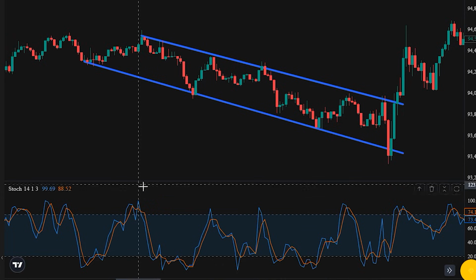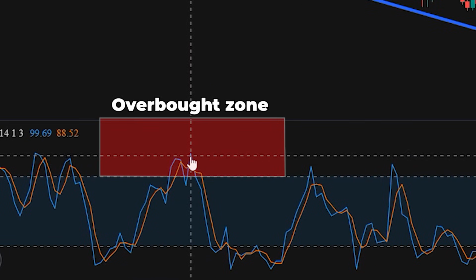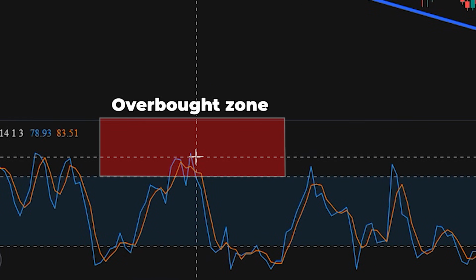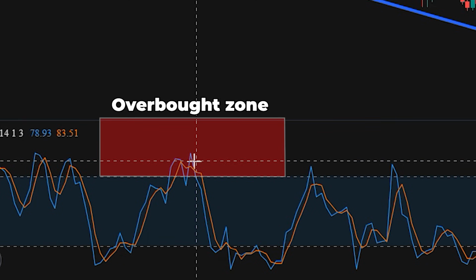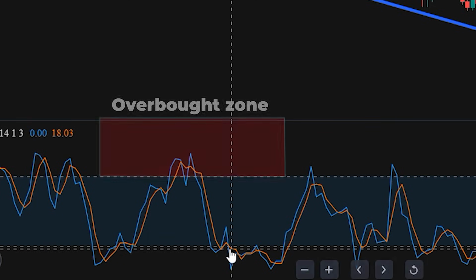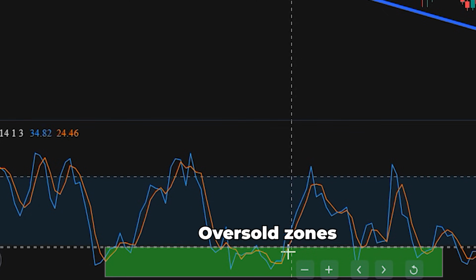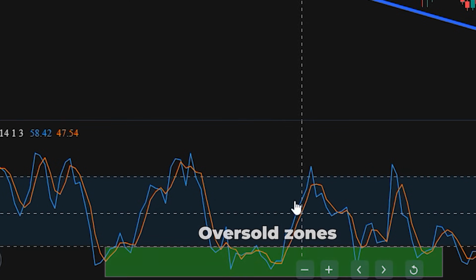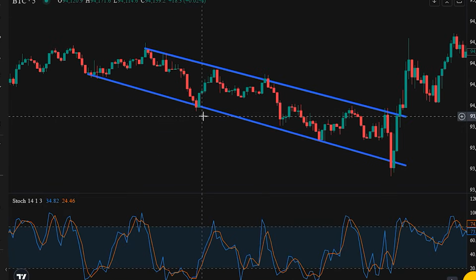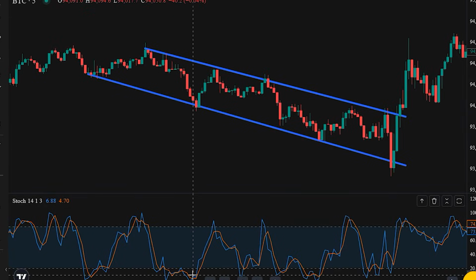The signals are very simple. When you have both stochastic lines above, that is above the blue zone, that is in the overbought zone, it is a signal to trade down. When both lines are in the oversold zone and go back up, this is a signal for an upward trade. So we can check each of our trend line signals by stochastics as well.